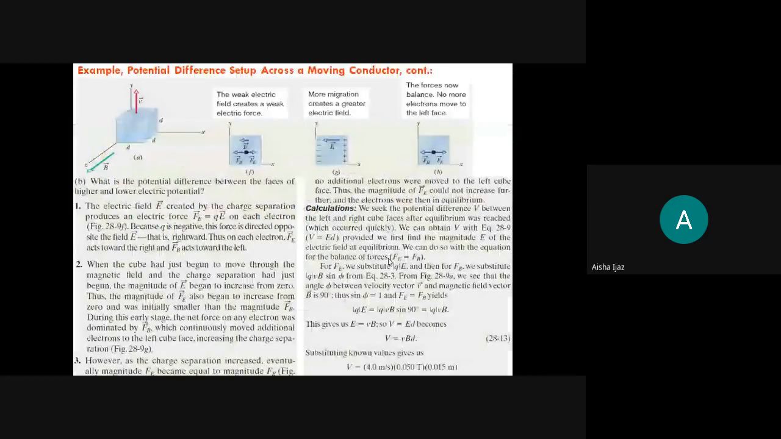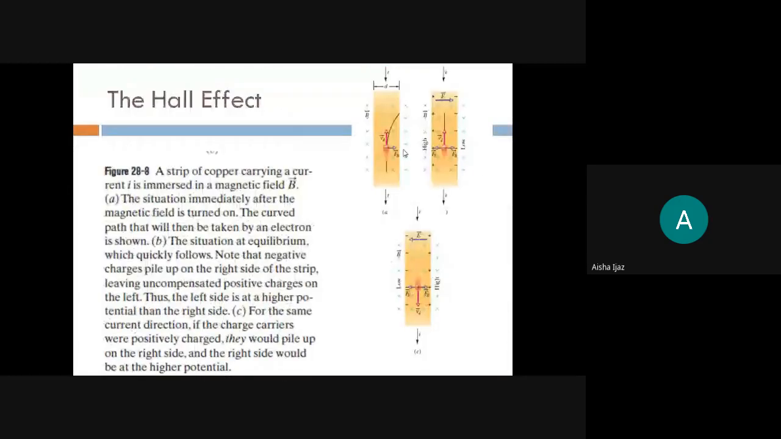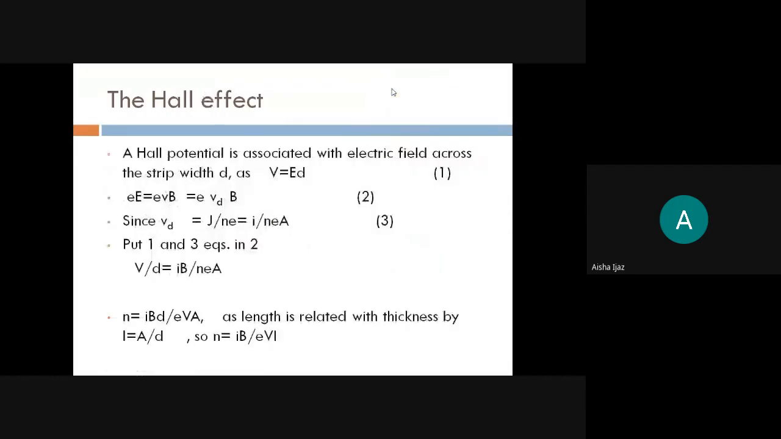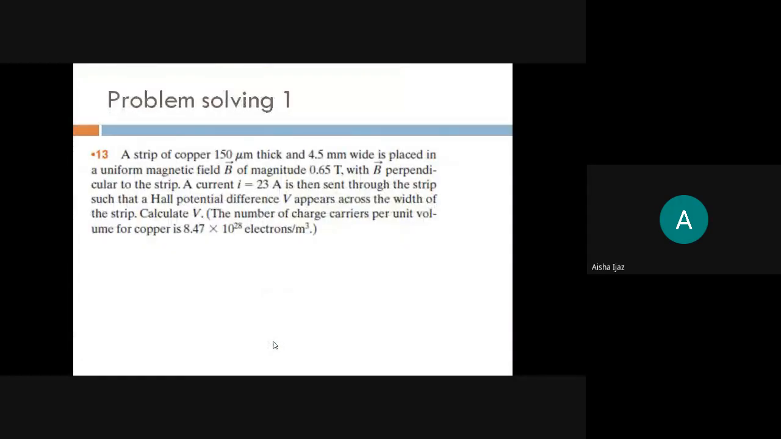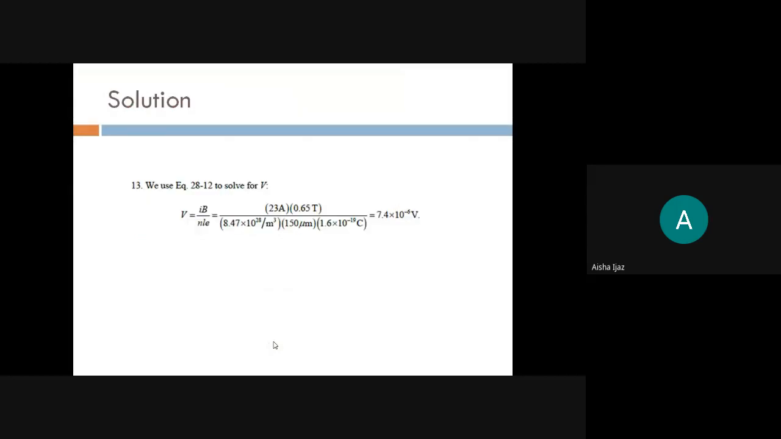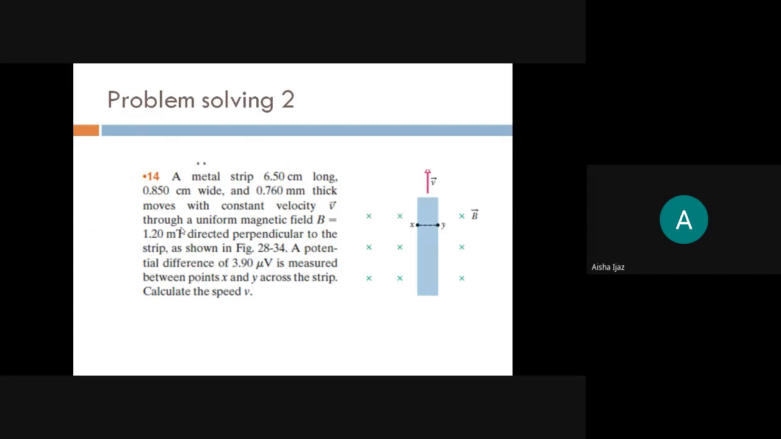And if you look at the figure, I have taken the length of the strip as d, and here I have mentioned l is related with the thickness by l equal to A by d. So basically this l is the thickness here. So the thickness which is given here is 150 micrometer. So check 23 multiplied by 0.65 divided by the values, you will get 7.4 times 10 to the power minus 6 volt. This is the second question.